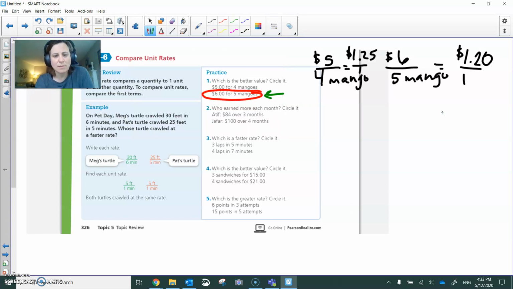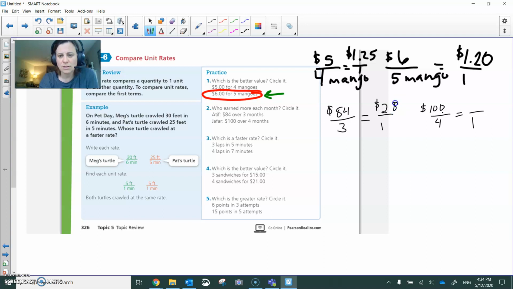Who earned more each month? Atif made $84 in 3 months, and Jafar made $100 in 4 months. So we're going to figure out how much each of them made in 1 month. In the first one, 3 divided by 3 is 1, so 84 divided by 3 is $28 in 1 month. 4 divided by 4 is 1, so 100 divided by 4 is 25. So this person made more money. That would be Atif.